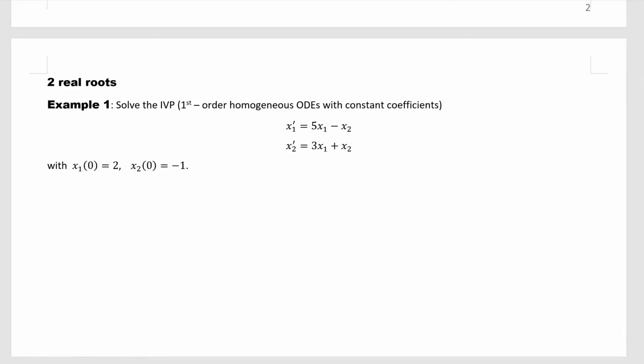Example 1, solve the initial value problem, first order homogeneous differential equations with constant coefficients. Okay, so this is the system of linear ODEs with the initial condition x1(0) equals 2, x2(0) equals minus 1. So what do we do? I'm going to rewrite it. I'm going to rewrite this as x equals x1, x2, right? So let me put it here.